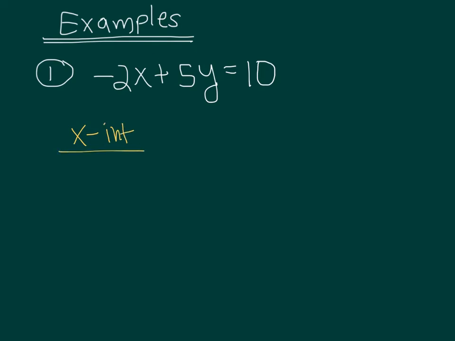I'm just going to go with the x-intercept first. Not sure why. We're going to say the x-intercept is when y equals 0. So I'm going to plug into my equation 0 for y. I'm doing this a little bit quickly.